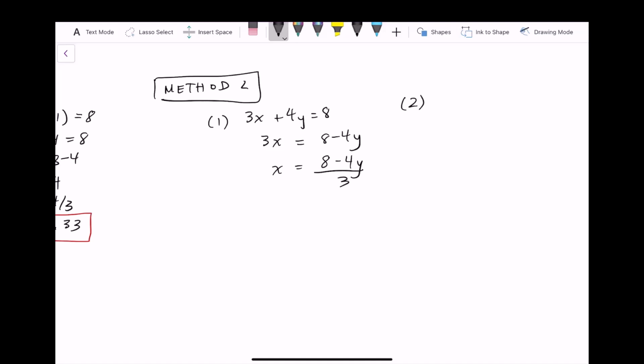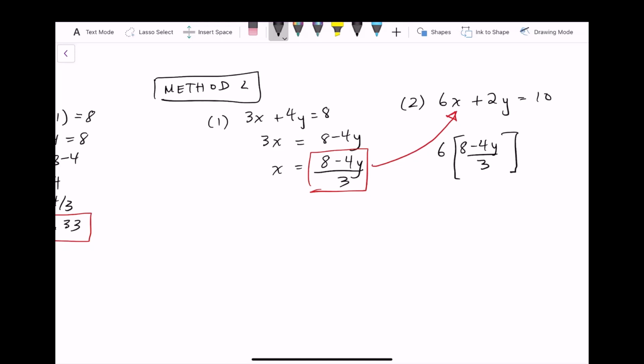If you look, we have equation 2, which is 6x plus 2y equal to 10. So now what we would do is take what x is equal to, and sub that right into here. So what you would have is 8 minus 4y over 3 plus 2y equal to 10. And so now we have that one equation with one unknown, with y.